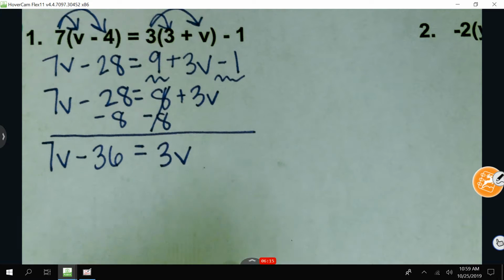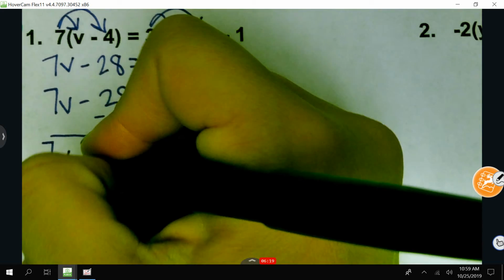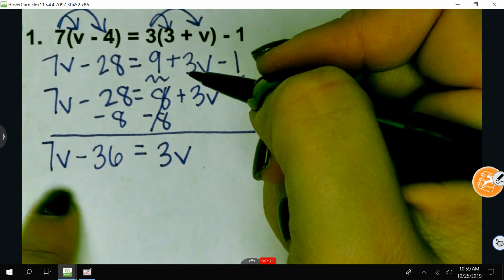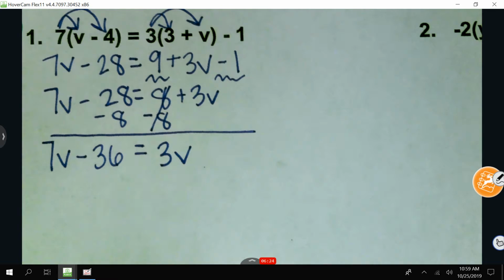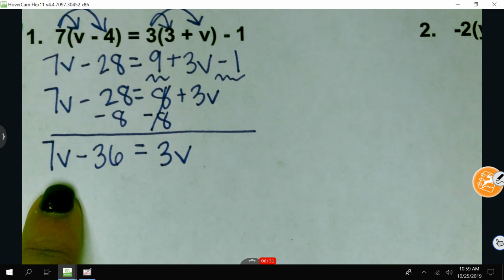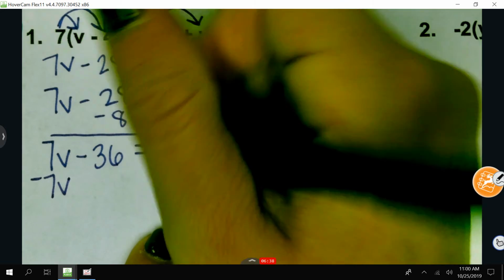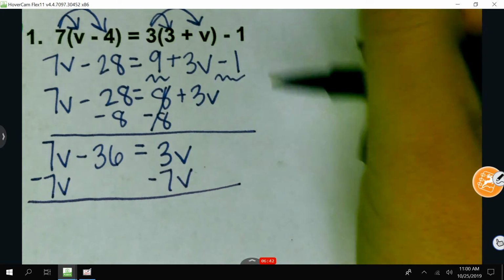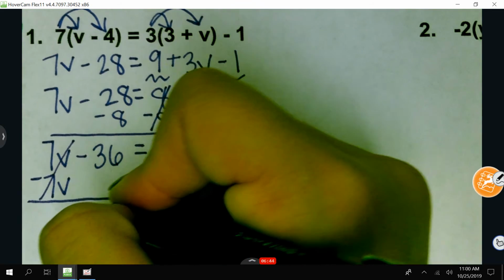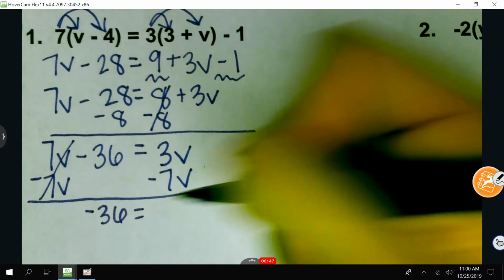Do I still have addition or subtraction to undo? Yes. What is it? I want to get rid of the 7v. I don't want to subtract 3v because what would that leave me with on the right? 0, and I don't want that, okay? So I want to get rid of that 7v. So they cancel over here, and I'm left with negative 36.